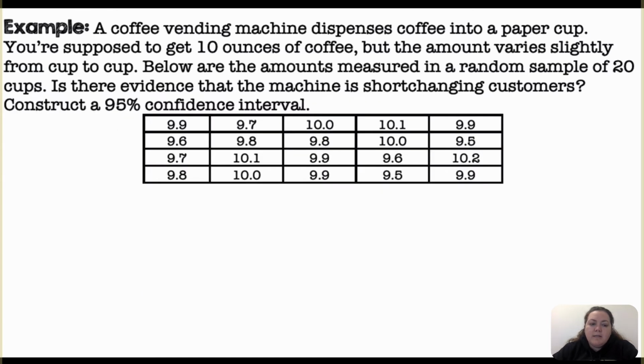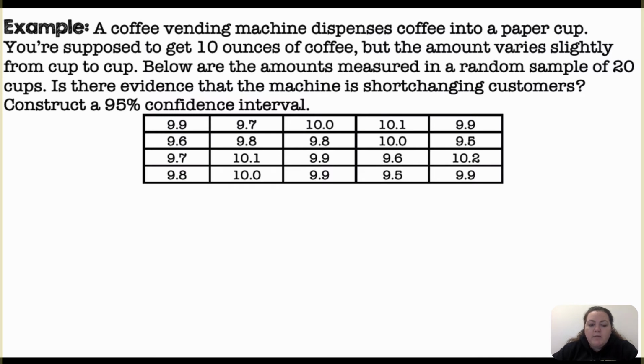All right, so we have an example. A coffee vending machine dispenses coffee into a paper cup. You are supposed to get 10 ounces of coffee, but the amount varies slightly from cup to cup. Below are the amounts measured in a random sample of 20 cups. Is there evidence that the machine is shortchanging customers? Construct a 95% confidence interval.